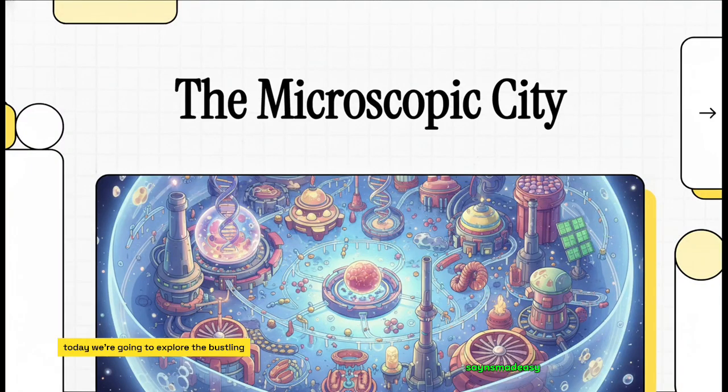Today, we're going to explore the bustling, microscopic metropolis that makes up literally every living thing on Earth. We're focusing on the parts and functions of cells. And honestly, understanding this incredible inner machinery is absolutely crucial because this invisible world dictates our health, our energy, and our very survival. So let's take a journey inward, scaling all the way down past the limits of human vision.